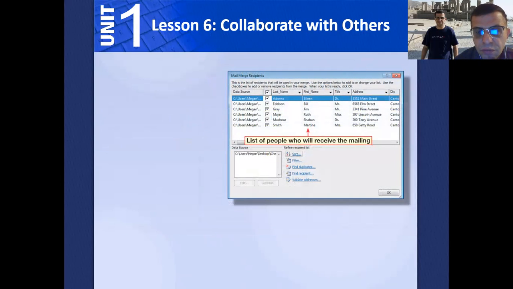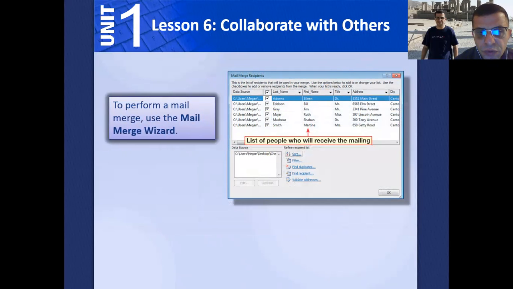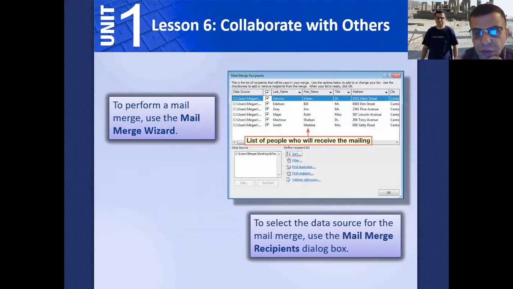There is a wizard you're going to go through to perform a mail merge. Use the Mail Merge Wizard, and it will ask you questions. You have to answer them. Select the data source for the mail merge. Use the Mail Merge Recipients dialog box and select between them, the list of the people who will be receiving the email. If you notice here, by clicking on it, you see the list of the people.